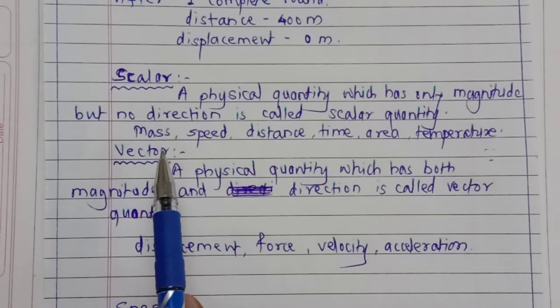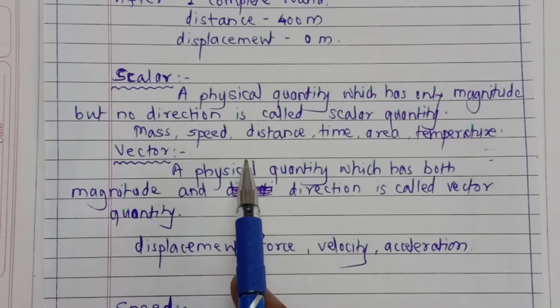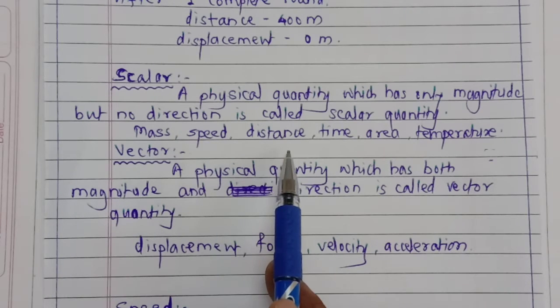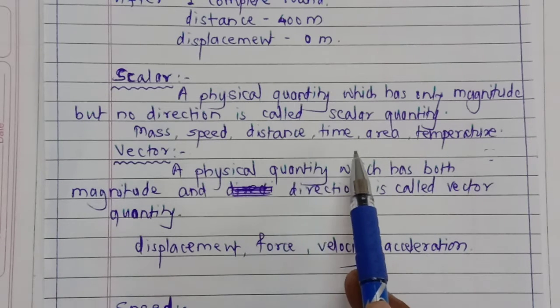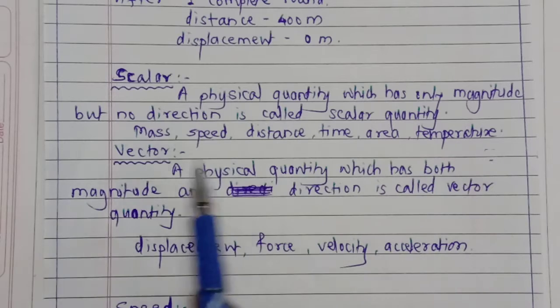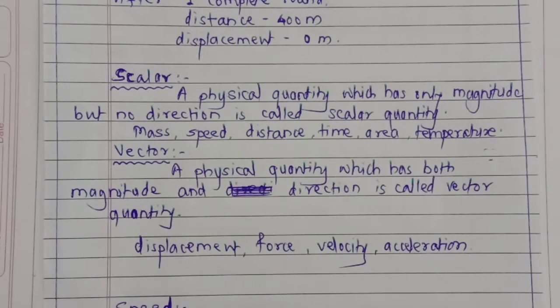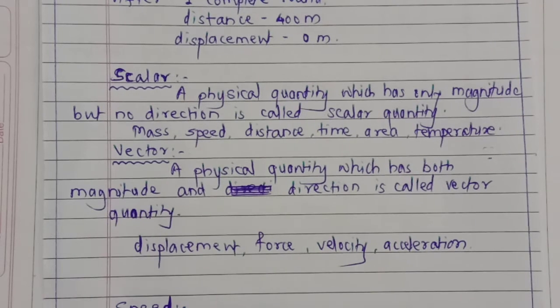Mass of an object measured in kilograms, or speed, or distance traveled, or time taken, or area of any plane figure, temperature. All these are the quantities which can be measured numerically, but they don't have any direction. Such quantities are called scalar quantities.